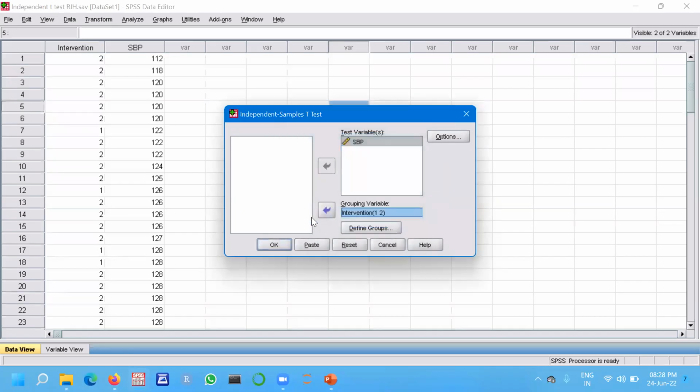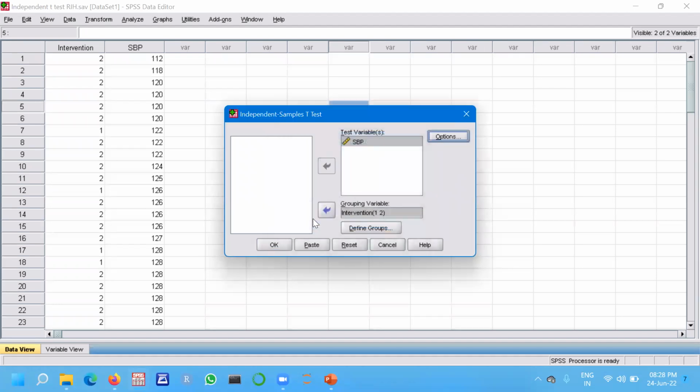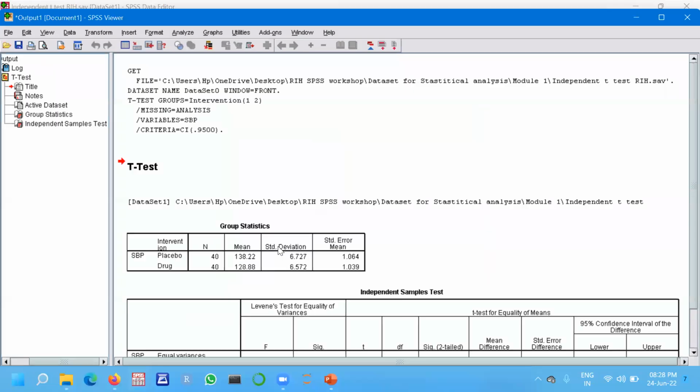Now continue. In the options, no need to change anything. Here the confidence interval is 95%. If you want, you can make it 99% also, but I usually do it with 95%. Okay. You continue. Then okay, that's all. Finished.